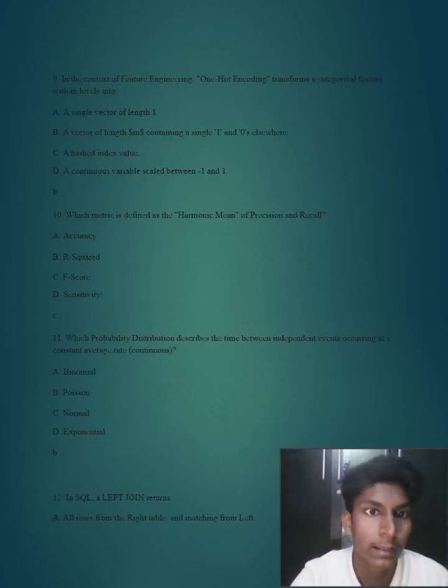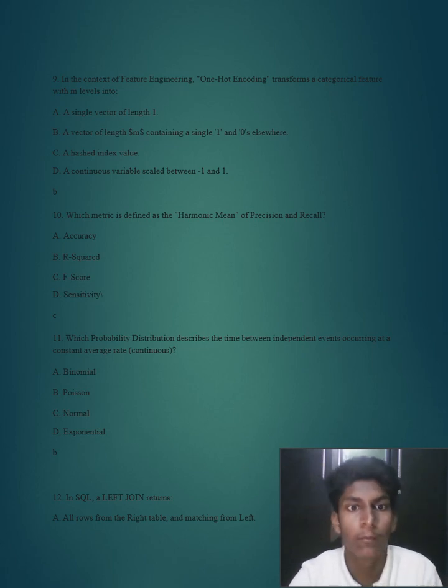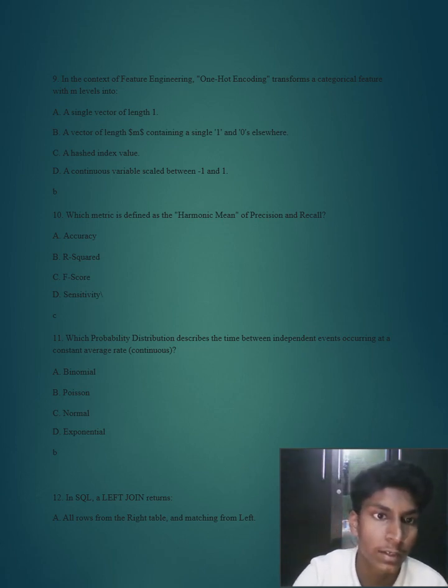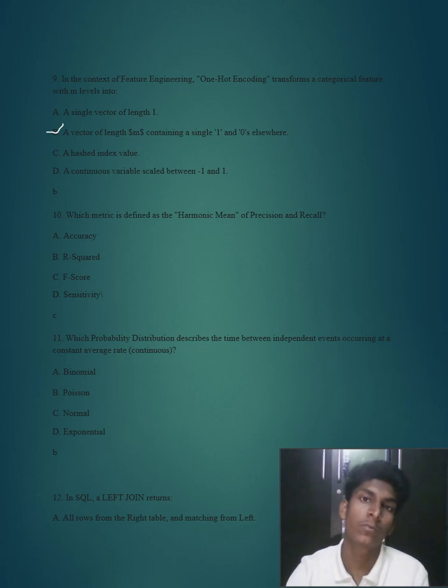Question number 9. In the context of feature engineering, one hot encoding transforms a categorical feature with m levels into a single vector of length 1, a vector of length m containing 1 and zeros elsewhere, a balanced index value, a continuous variable scaled between -1 and 1. So the correct option is option B. Question number 10. Which metric is defined as the harmonic mean of precision and recall? Accuracy, R squared, F score, sensitivity. So the correct option is option C, F score.